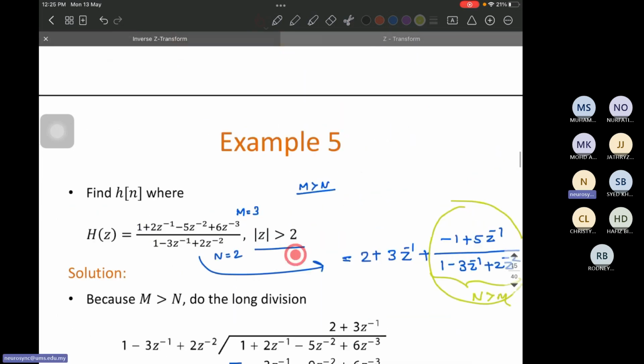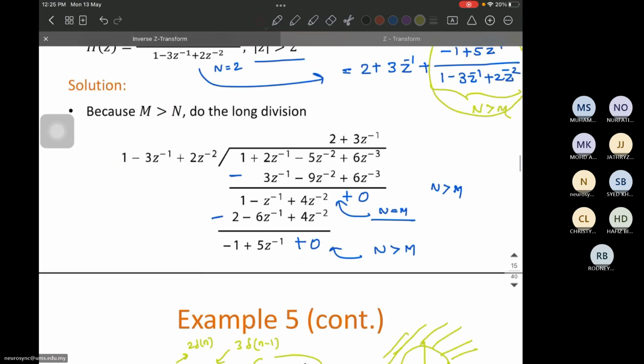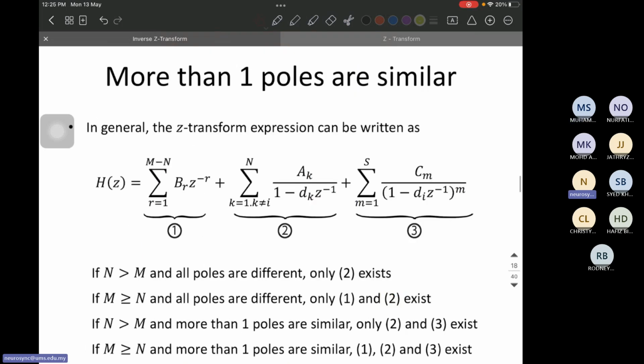Are you clear with the long division method? Is it clear to you? Any doubt in this, students? I guess there is no doubt, doctor. Okay, you are understanding this long division.